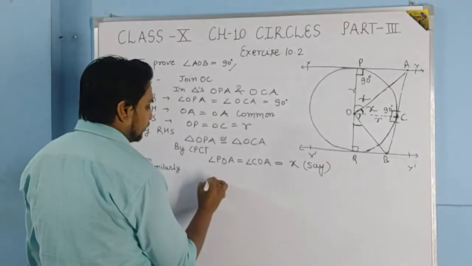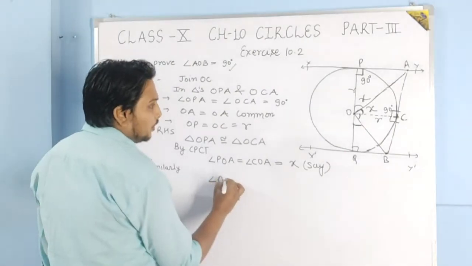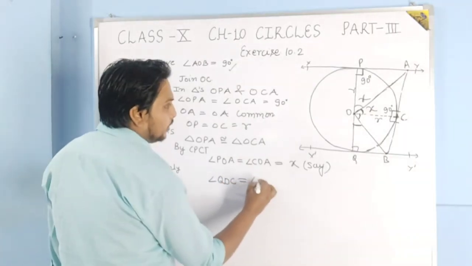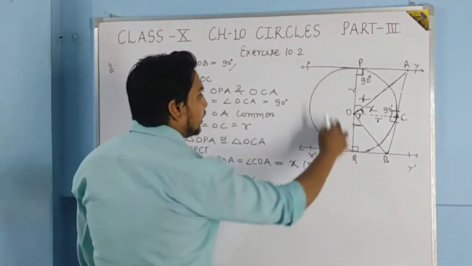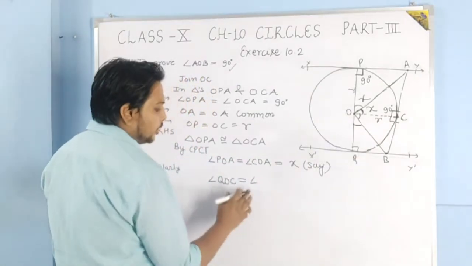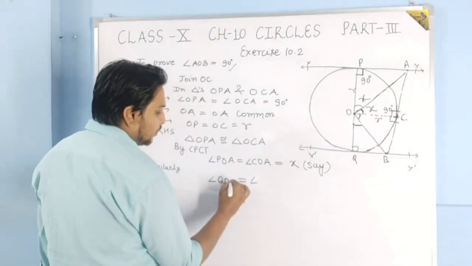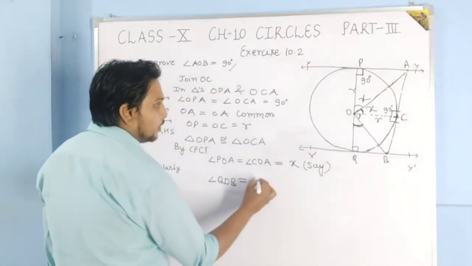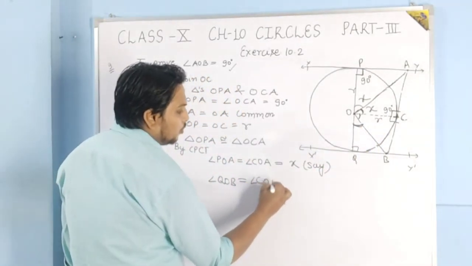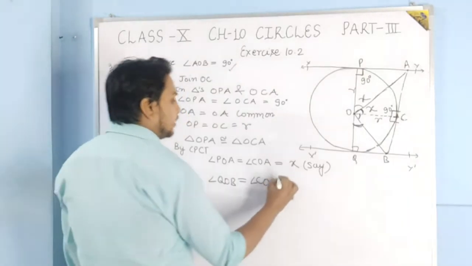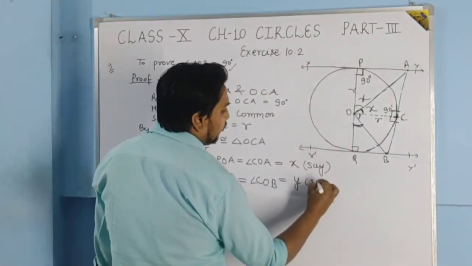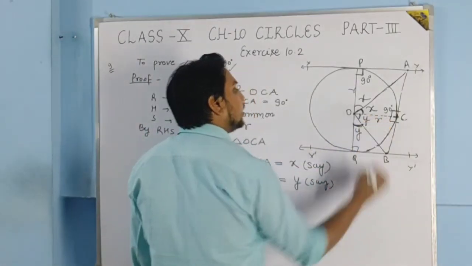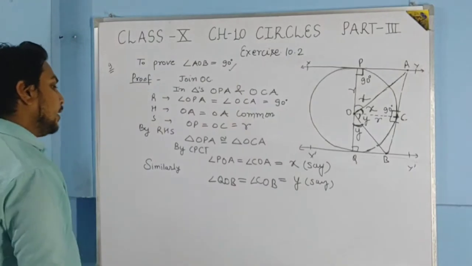angle QOC is equal to angle QOB. This angle QOB is equal to angle COB, and let us say that it is equal to y. This angle is y, then we can say that this angle will also be y.